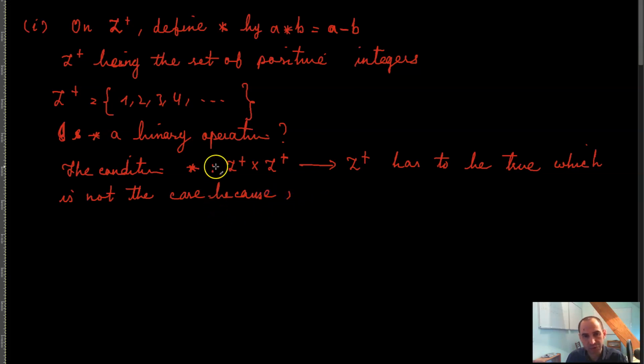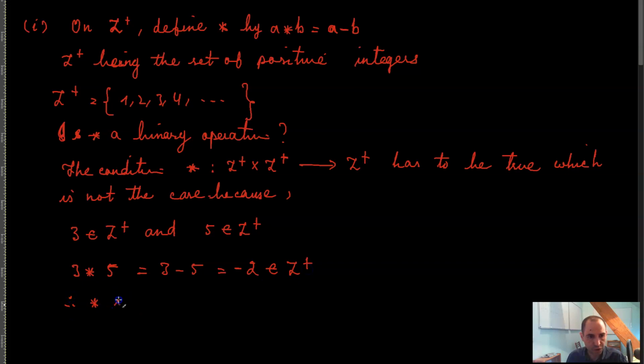because as a counter example, for example, you know that three belongs to Z plus, right? And also five belongs to Z plus. Now, if I write 3 star 5, which would be 3 minus 5, based on this rule, I would get -2, which does not belong to Z plus, and therefore star is not a binary operation.